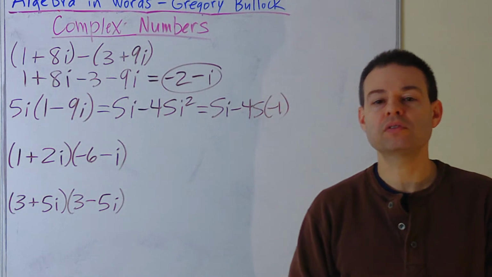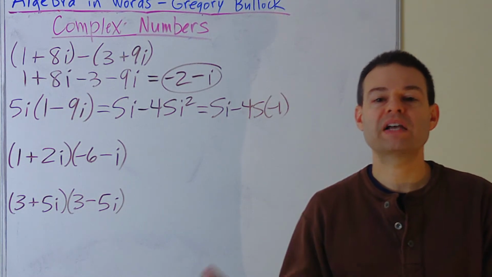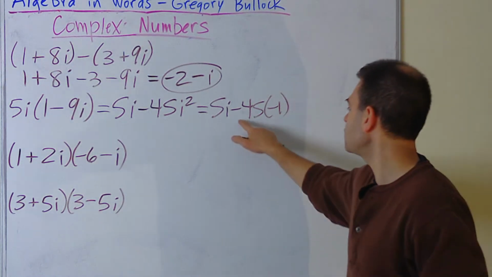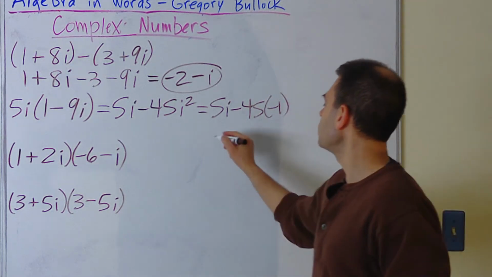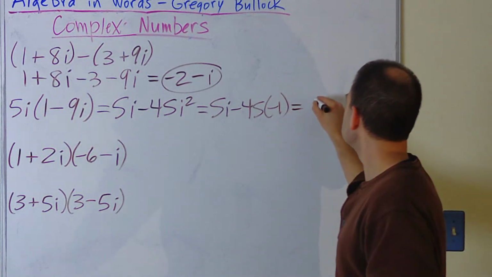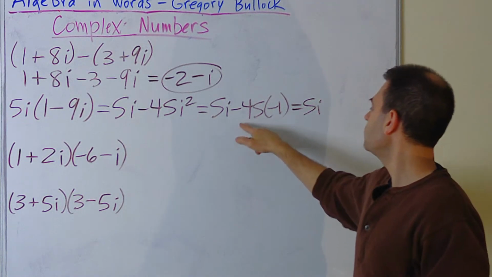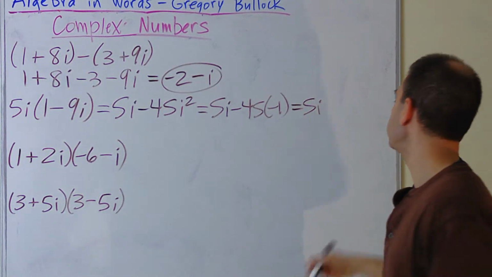And once you get used to doing a number of these, you're going to notice that whenever you have i squared tacked on, it's going to become negative 1, which is then just going to change the sign of whatever number it's attached to. So rewriting the 5i, because that doesn't change, but then negative 45 times negative 1 now becomes positive 45.